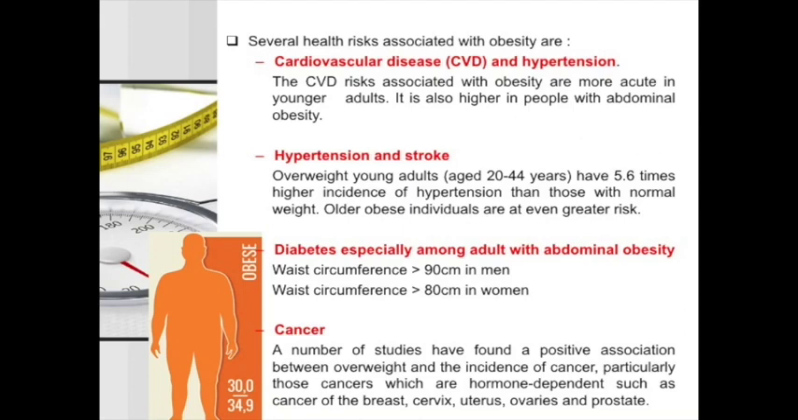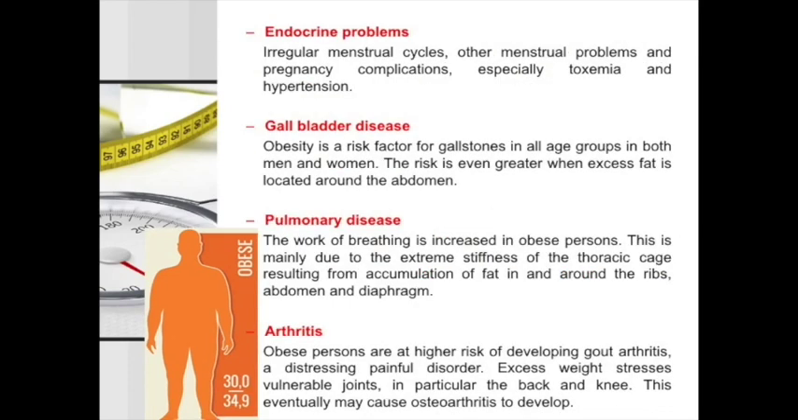Third, diabetes, especially among adults with abdominal obesity. It can be identified through waist circumference of more than 90 centimeters in men, and more than 80 centimeters in women. Fourth, cancer. A number of studies have found a positive association between overweight and the incidence of cancer, particularly those cancers which are hormone-dependent, such as cancer of the breast, cervix, uterus, ovaries and prostate. Fifth, endocrine problems. Irregular menstrual cycles, other menstrual problems and pregnancy complications, especially toxemia and hypertension.